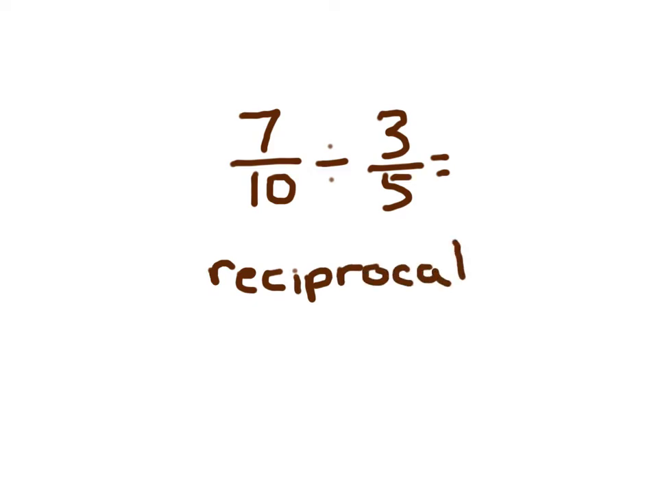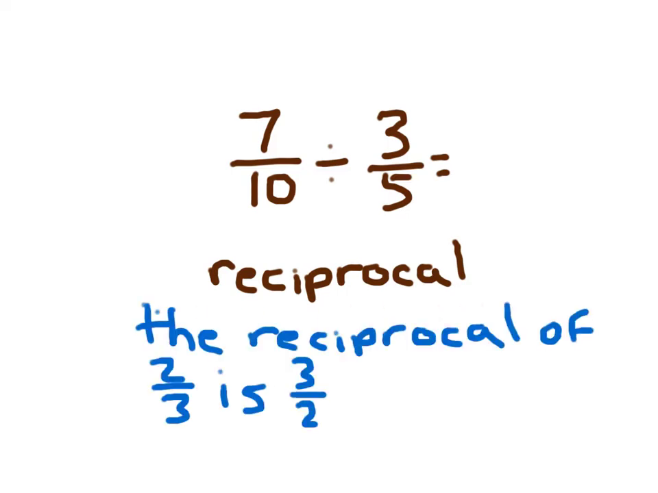Reciprocal. Say it with me, please. Reciprocal. Where we have this in blue here, the reciprocal of 2/3 is 3/2. What we did there is that we took the numerator and placed it into the denominator, and we took the denominator and placed it into the numerator. So the reciprocal of 2/3 is 3/2. What do you think the reciprocal of 3/5 is? Right, 5/3. So the reciprocal of 3/5 is 5/3.